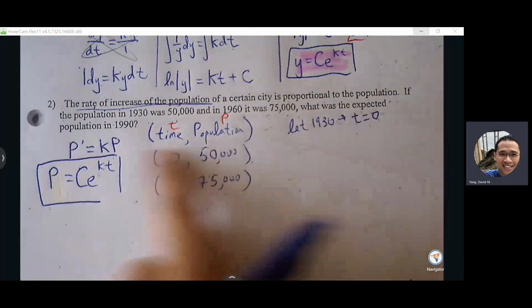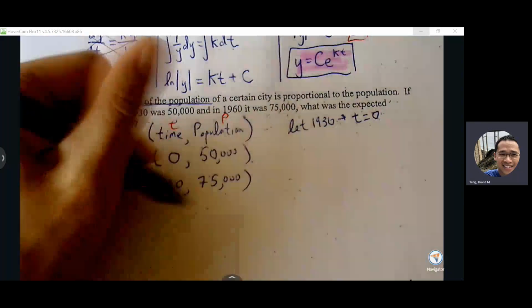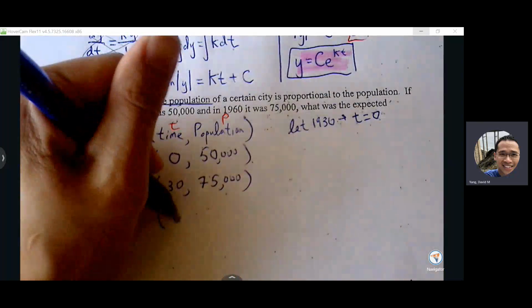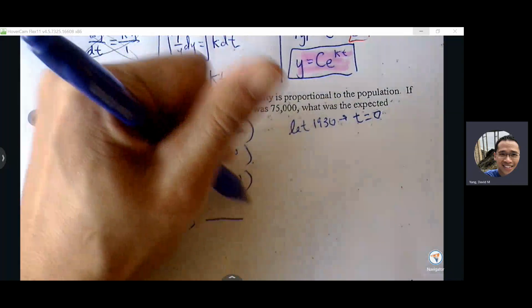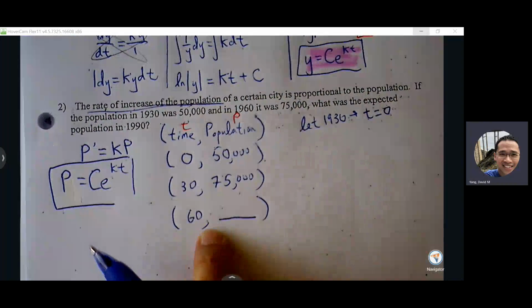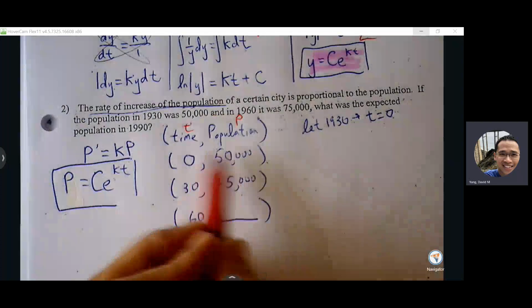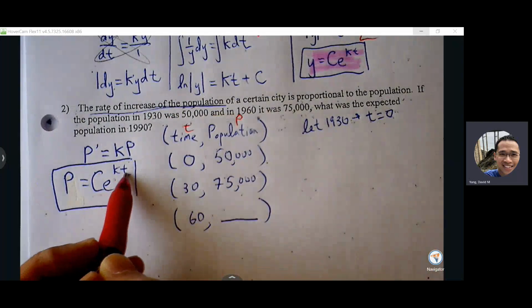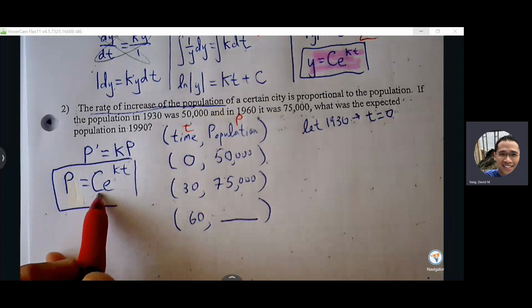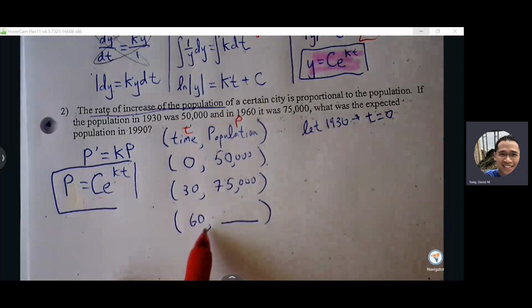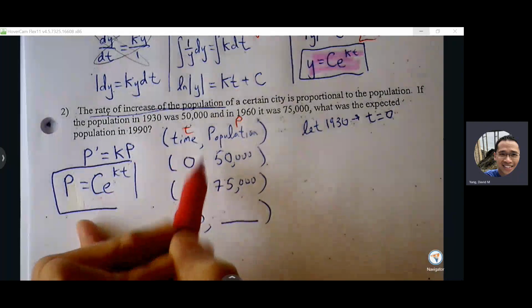And then it says, what's the expected population in 1990? So how many years after the beginning? 60. So 60 years later, what's the expected population? So we're going to use this equation to help us make that prediction. But the reason why all these ordered pairs are provided for us is because this will help us fill in these gaps that we need. We need the C resolved, we need the K resolved. And then once we have everything filled out, we can make our prediction using the previous data.